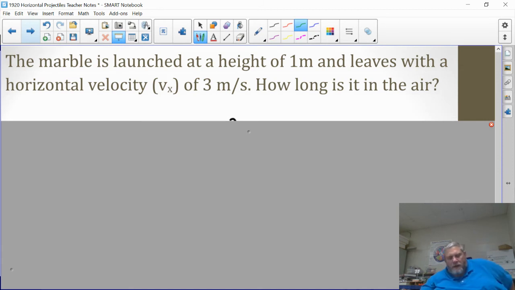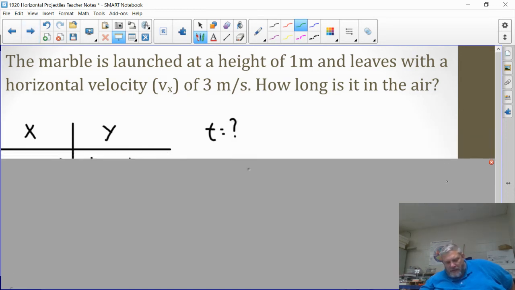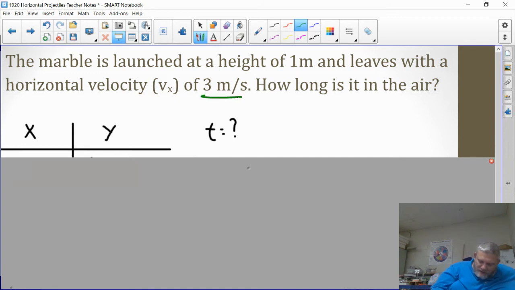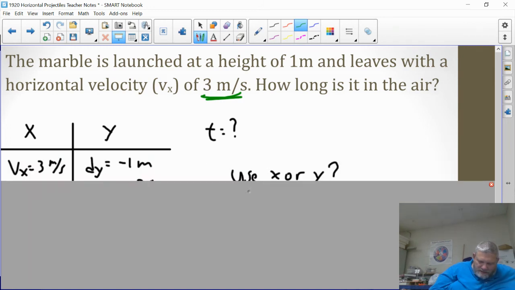All right, so a marble is launched at a height of 1 meter and leaves with horizontal velocity 3 meters per second. How long is it in the air? Okay, so what do we know in the x direction? This 3 meters per second is horizontal velocity, so we're going to write Vx is equal to 3. We don't know anything else, though, so we don't have enough information to solve anything in the x direction.